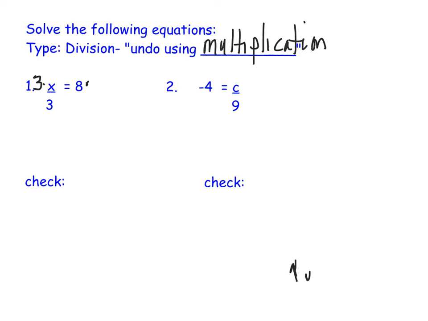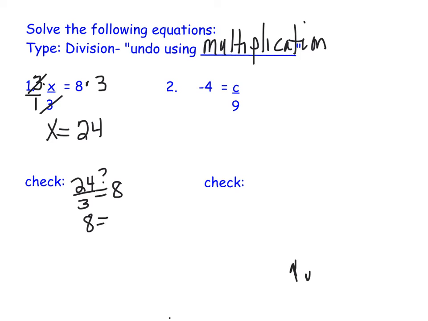Whatever I do to one side, I must do to the other. So I'm going to put a 3 on each side. Now, that's really a 3 over 1. So here I have 3 over 1 times x over 3. Well, look at that. I have a 3 in the numerator, a 3 in the denominator. So those are just going to cancel out and make a 1x. So I can bring down just an x equals, and then 8 times 3 is 24. To check, 24 divided by 3, is that equal to 8? Yes, 24 divided by 3 is 8, and that is the same on both sides.